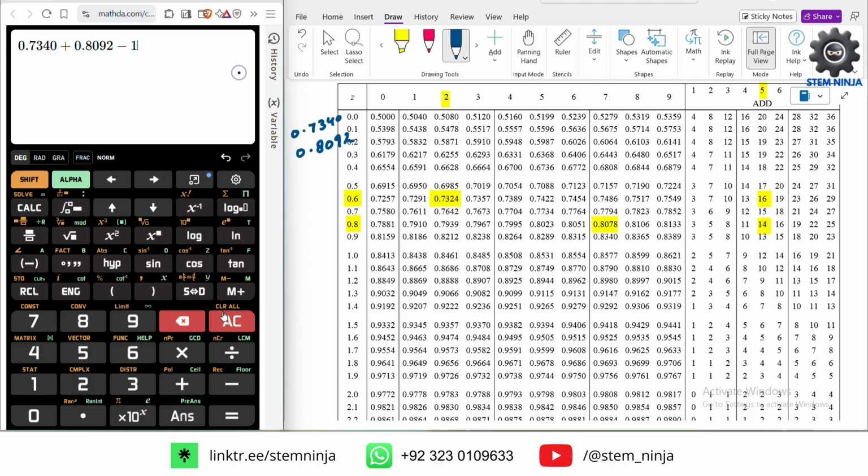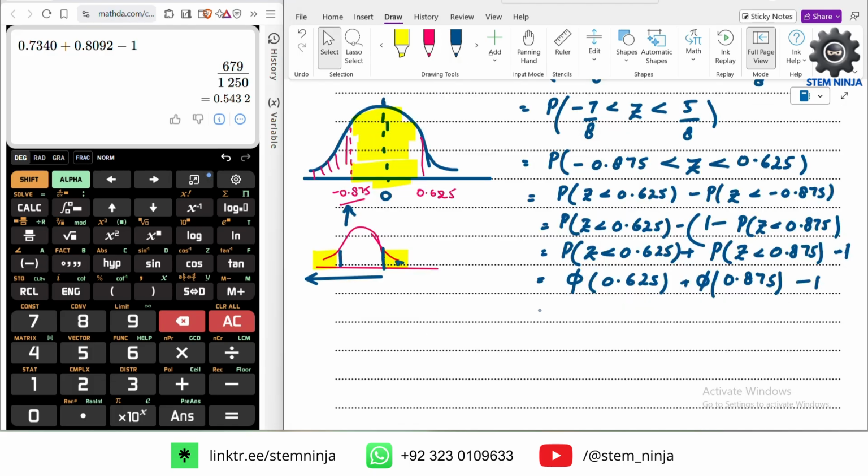Alright, so first I'm gonna write these values in the calculator so I don't forget it. 0.8092 minus 1. So that's the value that we're looking for. So we get, this one was 0.7340 plus 0.8092 minus 1. This is equal to 0.5432. You can round it up to 0.543.